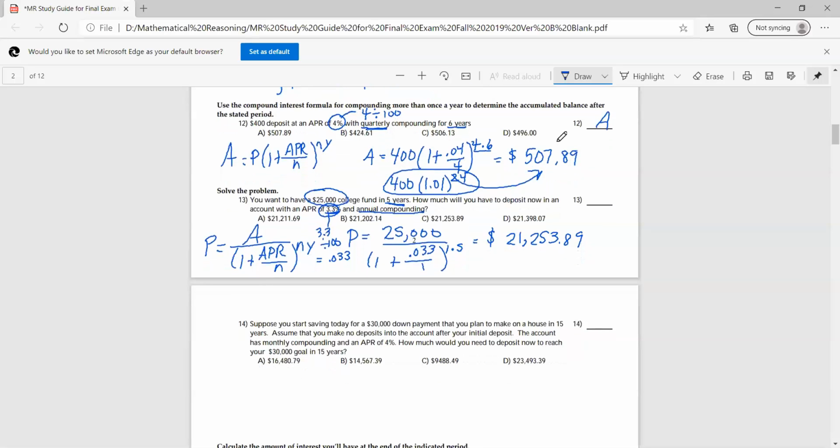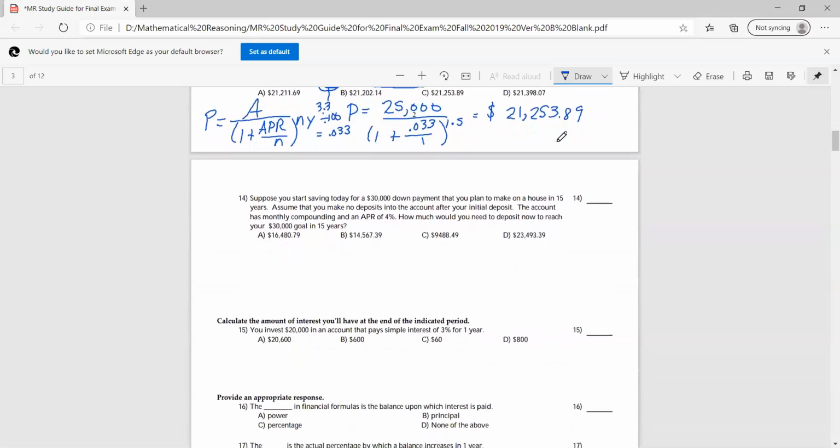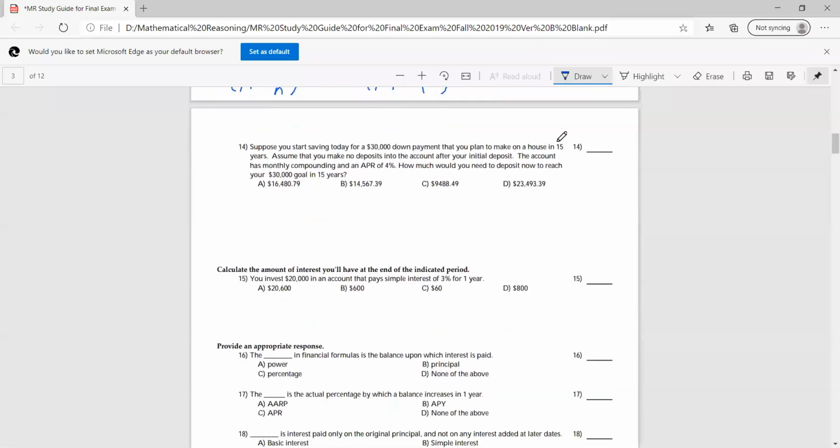Okay. Number 14 says, suppose you start saving today for a $30,000 down payment that you plan to make on a house in 15 years. So we know we're putting in $30,000. That's how much we have to have. We've got a $30,000 down payment, so that's what we have up front. We're going to do this for 15 years.